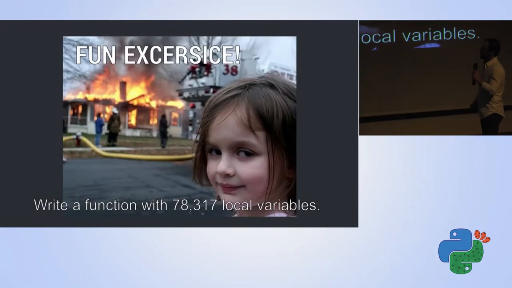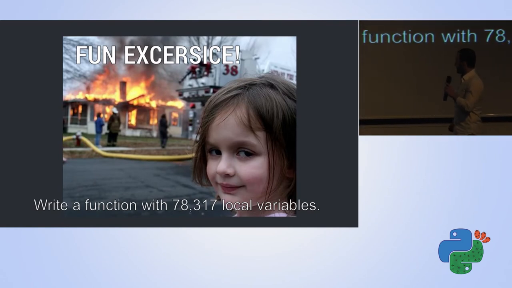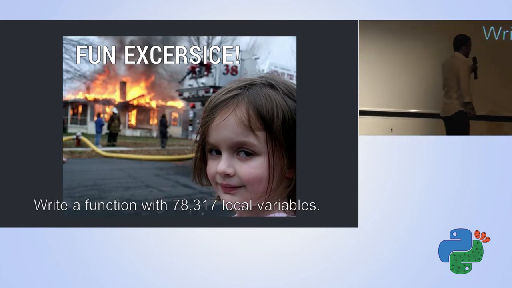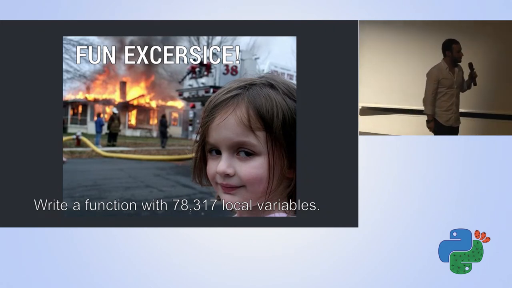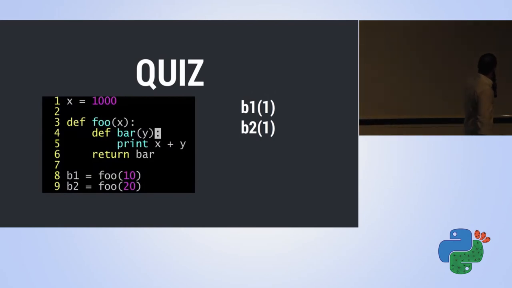But here is a fun exercise. If you have Python 2.7.8, write a function with 78, 370, not 80, not 60, 70 local variables and see what happens. Just have fun. All right.